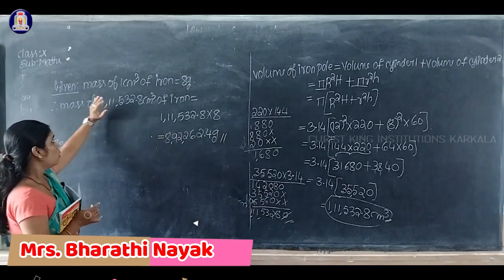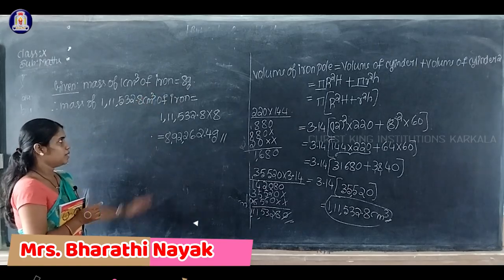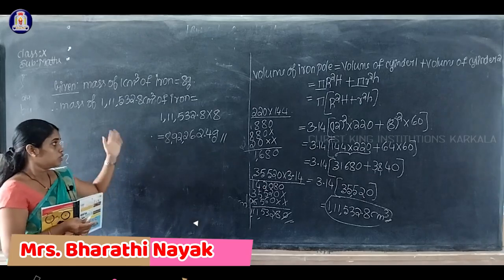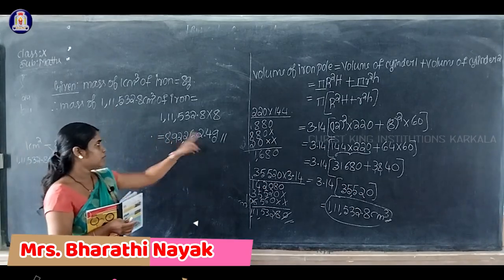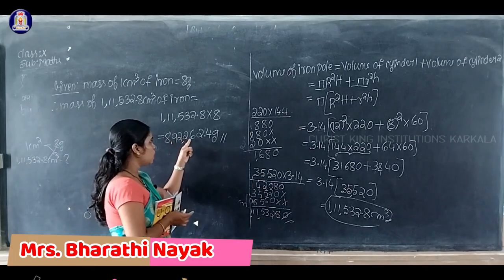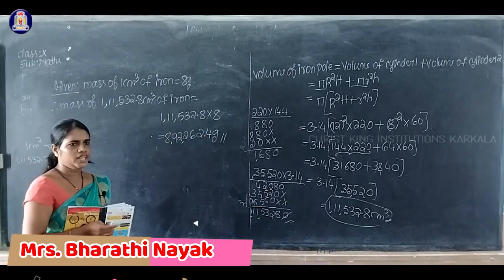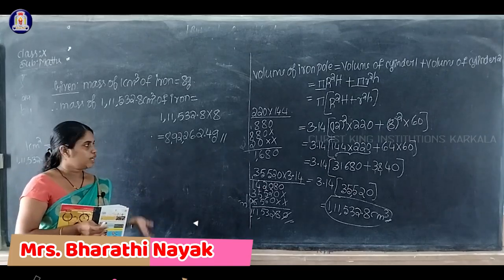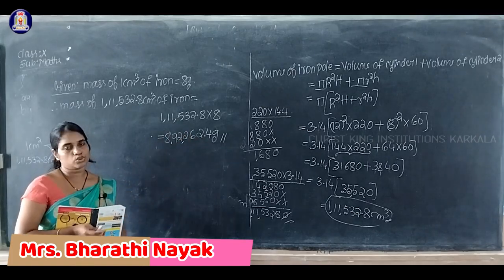mass of 1,11,532.8 cm cube of iron. Okay, that means the mass of that iron pole is given by 8,92,262.4 gram. Okay, but actually the unit of the mass is kg. Okay, so can I convert this gram to kg? How to convert it into kg?